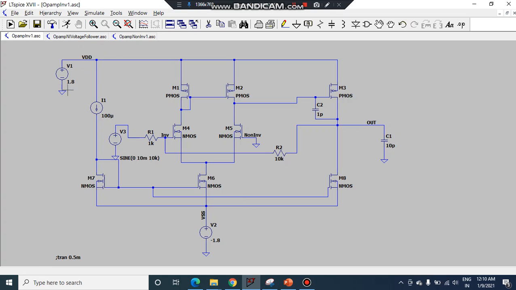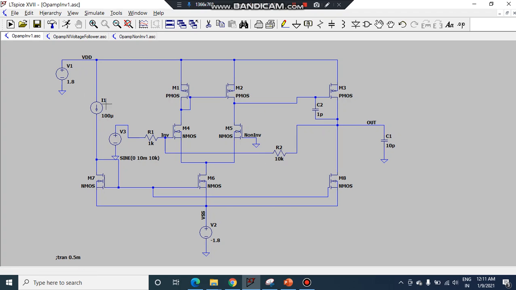So there are two supplies, namely VDD and VSS, of 1.8 and minus 1.8 volts respectively, according to 180 nanometer technology. The schematic consists of a current mirror circuit here, a differential amplifier, which I am circling here, followed by a common source amplifier. So the overall gain is the gain of the differential amplifier multiplied by the gain of the common source amplifier under open loop condition. But we are making it an inverting amplifier under a suitable feedback.